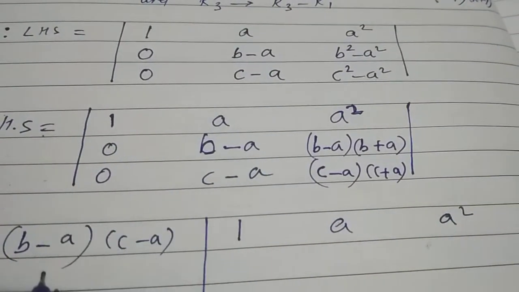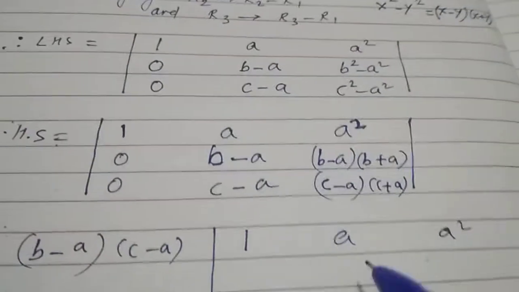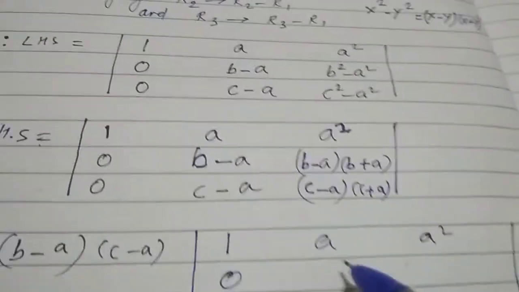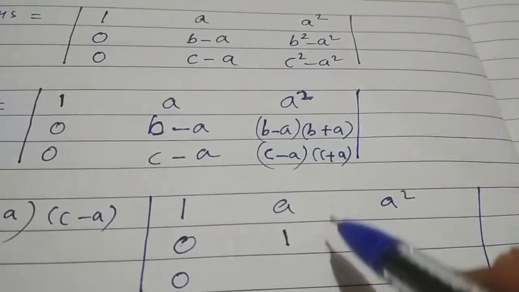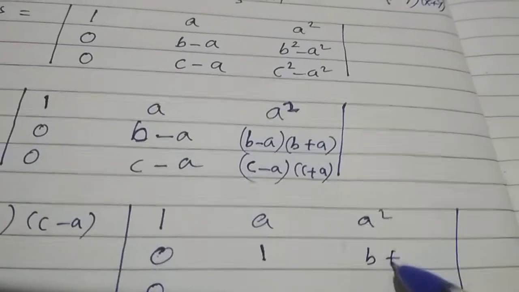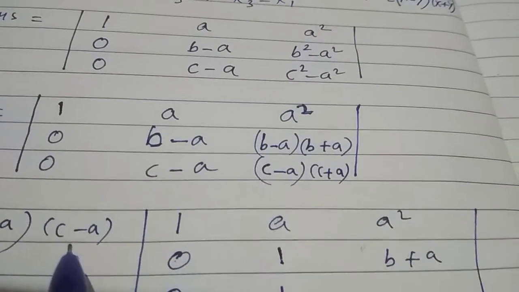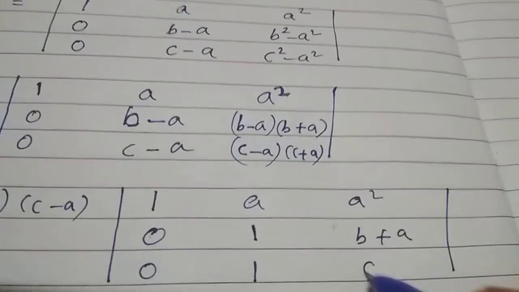Indirectly I can say that I take out common from all the entries. B minus a I have taken out common. Here also I have taken out common. Taking out common means dividing. So here 1 will remain. Here b plus a will remain. Here also 1 will remain, because c minus a has been taken out common. Here it will be c plus a.